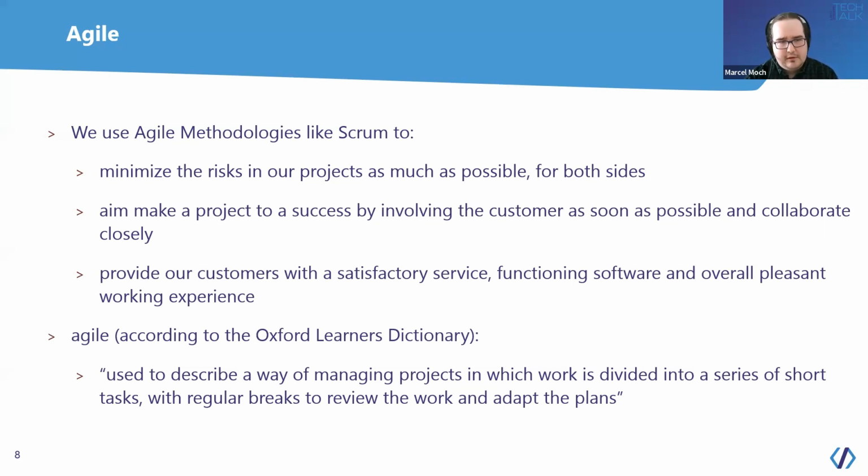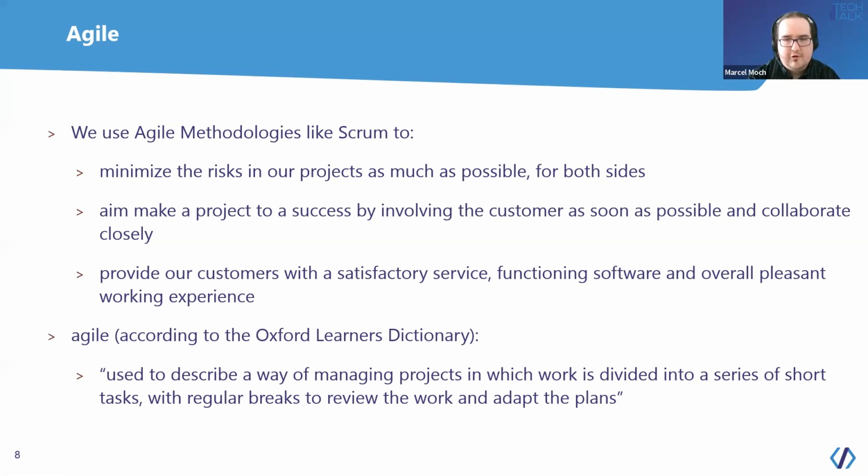I will go into detail what this means in just a second, but by applying agile methodologies and also techniques and systems, we try to minimize the risks in our projects as much as possible, especially regarding developing things that are not focused on the user, and also regarding bugs or anything. If we commit to make a project, we aim to make it a success. And in order to do that, we try to involve the customer as soon as possible. Patrick has already talked about this.